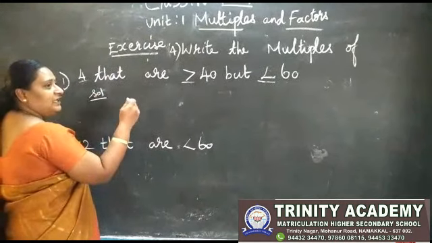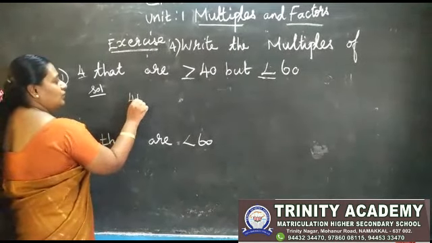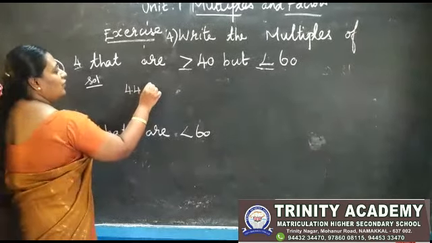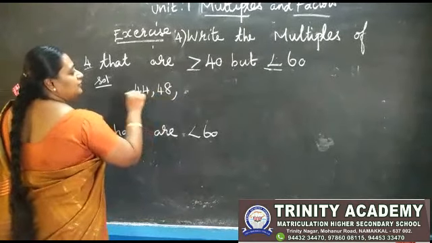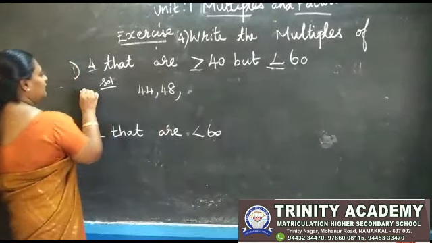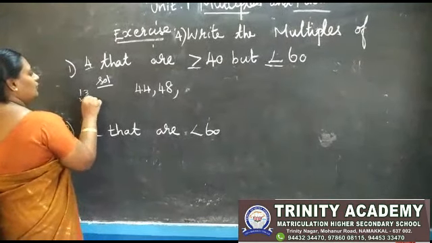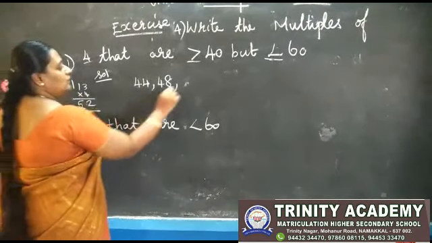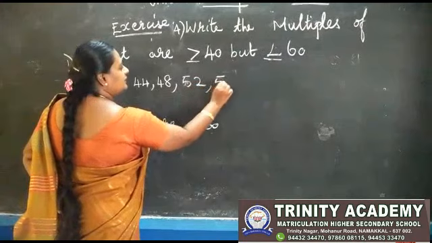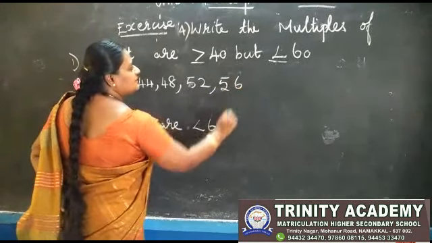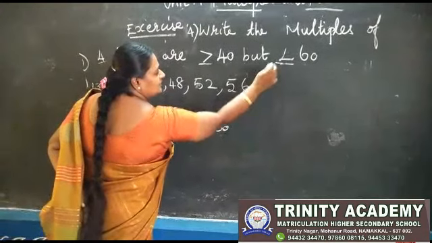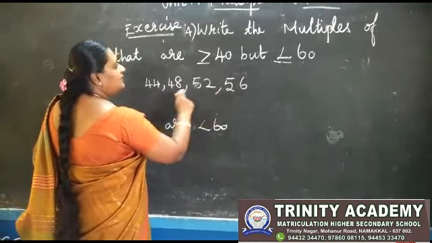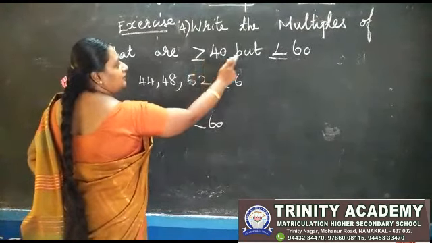So 4 10s are 40, 4 11s are 44. Next, 4 into 12 is 48, 4 into 13. So you multiply 13 into 4. 4 3s are 12, 1 carry over, 4 1s are 4, 52. Next, 56. We cannot write 60, as it must be less than 60. So these are the answer: 44, 48, 52 and 56. These are the multiples of 4 greater than 40 but less than 60.